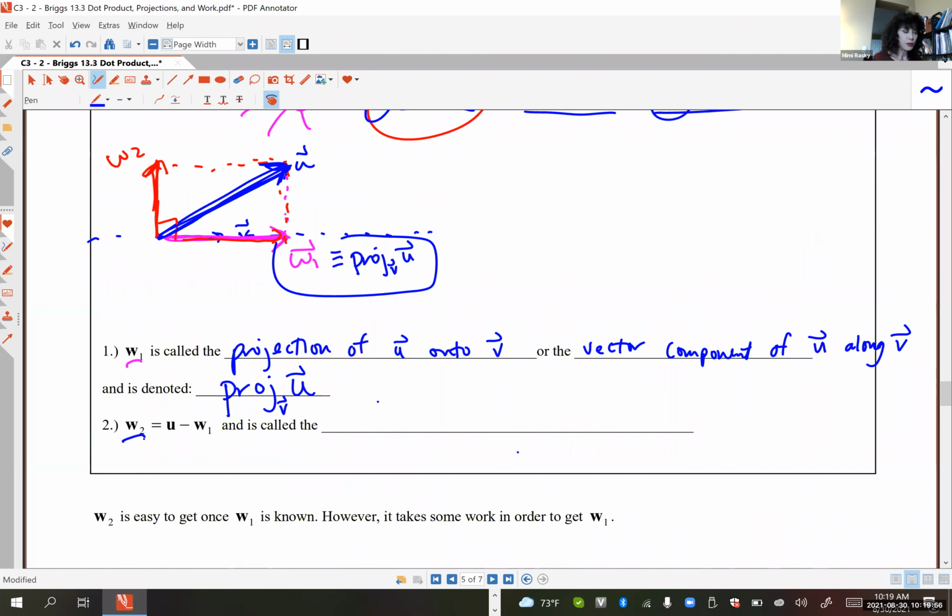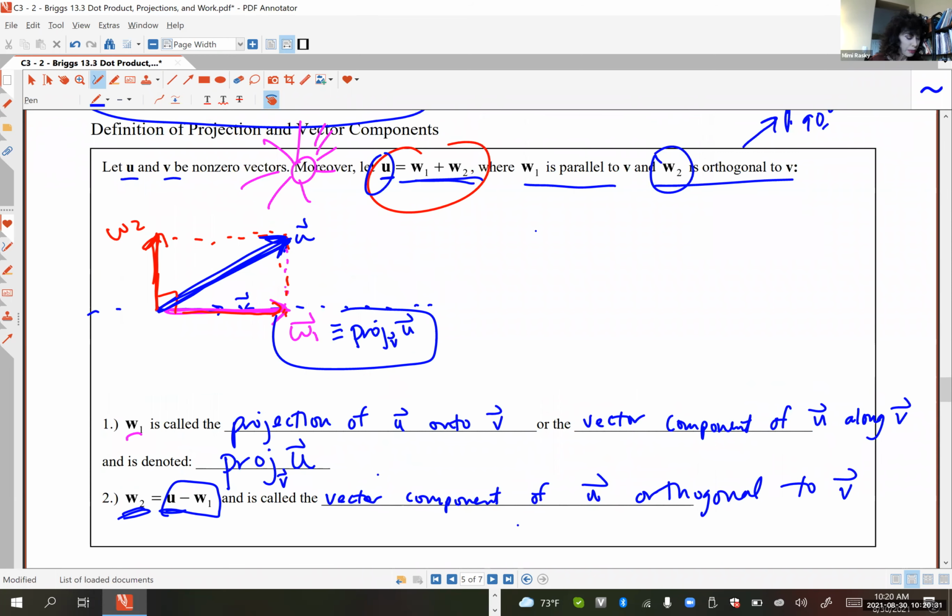So this W2 is really easy to get once you've gotten a W1. I haven't given you the formula for W1 yet. I'm just drawing pictures. But if you were able to get the W1, W2 is super easy to get, because you just take the vector U and you subtract your W1. And this is called the vector component of U orthogonal to V. The W2 is known as the vector component of U orthogonal to V.